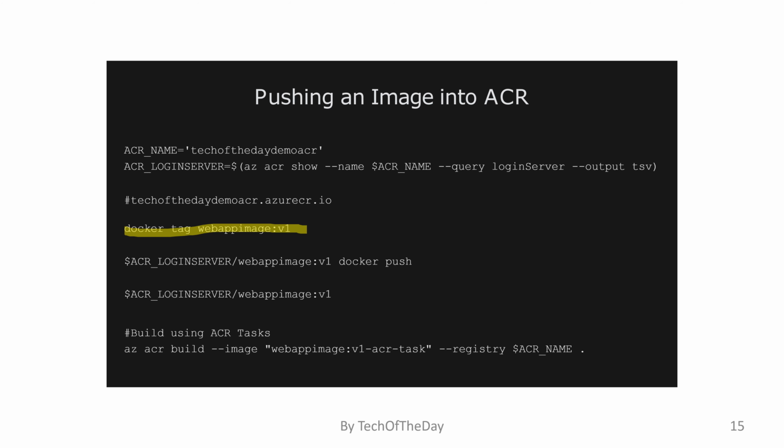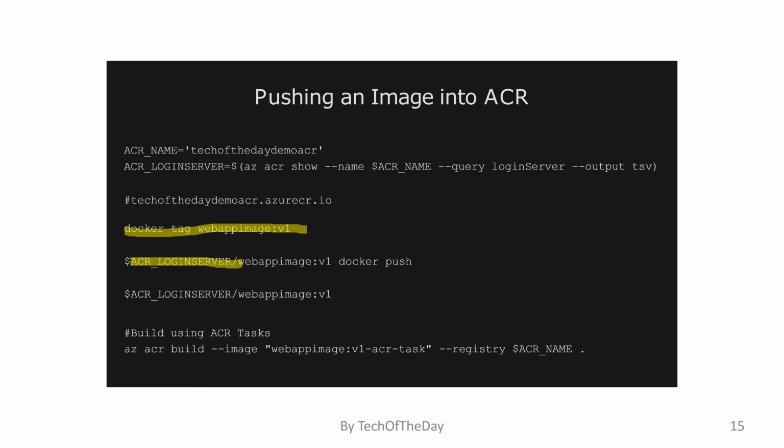For the target image, for the alias, we are referencing the ACR login server variable again, and then appending an image name and tag. So in our example here, that's going to be tagofthedaydemoacr.azurecr.io/web-app-image:v1. Docker tag just tags the image with an alias.